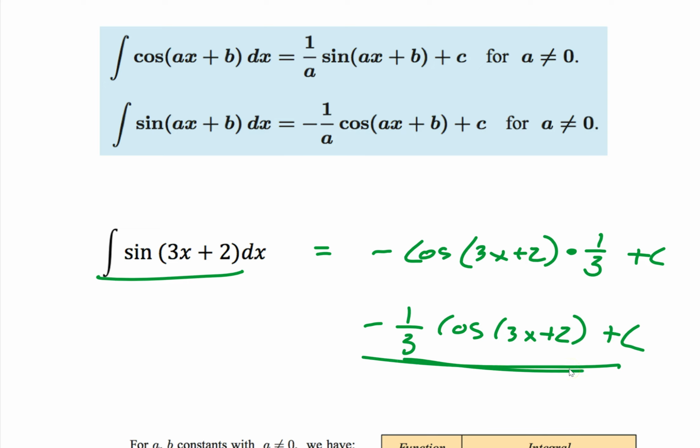That's the idea, right? Reverse chain rule. Since we're integrating, we're going backwards. So same concept. You take the integral of the outside, leave the inside alone. You still multiply by something. This time you're dividing by the derivative of the inside.